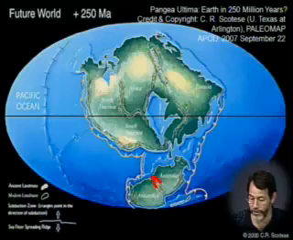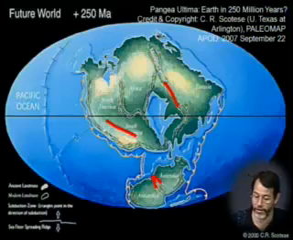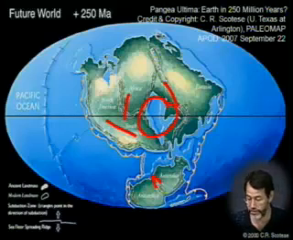So there will be one large landmass. Antarctica and Australia will merge. Europe and Asia will merge. North and South America will merge. The Americas will merge with Africa. And there will be this unusual sea here.